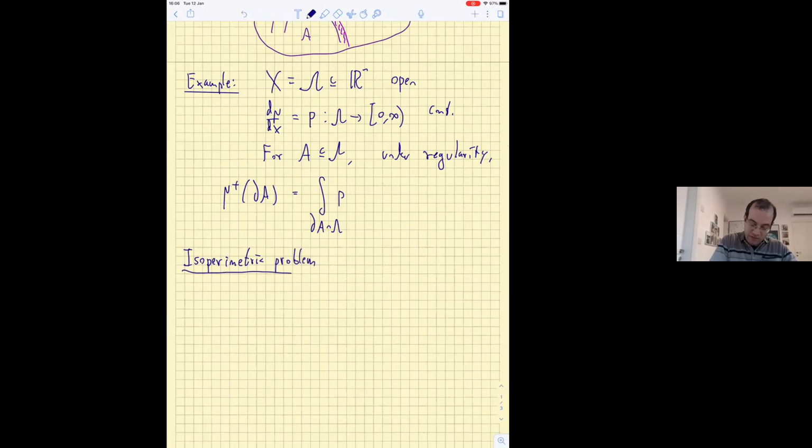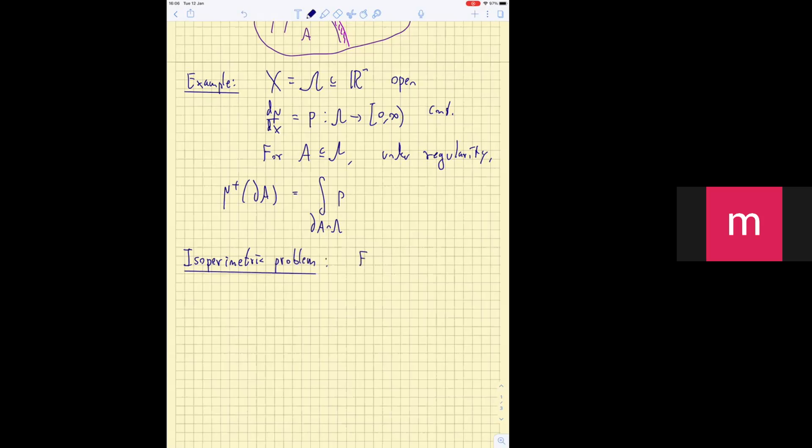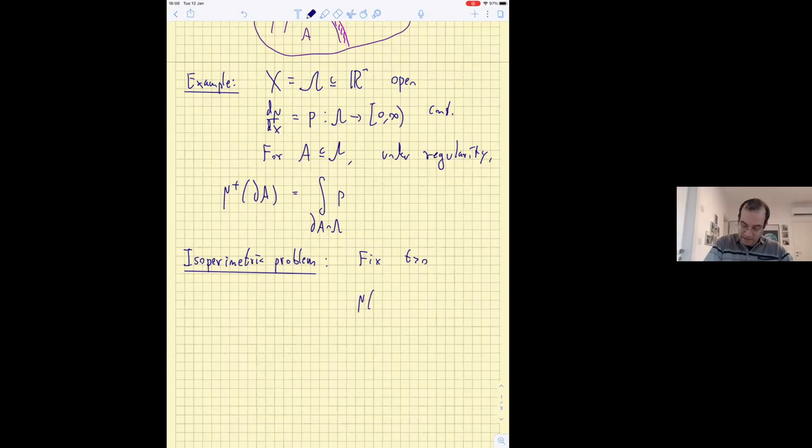So the idea is that you fix a certain number T, and you look at all sets whose measure is T, and you try to look at the infimum of the boundary measure. Okay, so that's the goal. You want to find a set that minimizes the surface area, or the weighted surface area, or the boundary measure for a given volume. Okay, and you want to find the minimizer and the value. This is the isoperimetric problem.